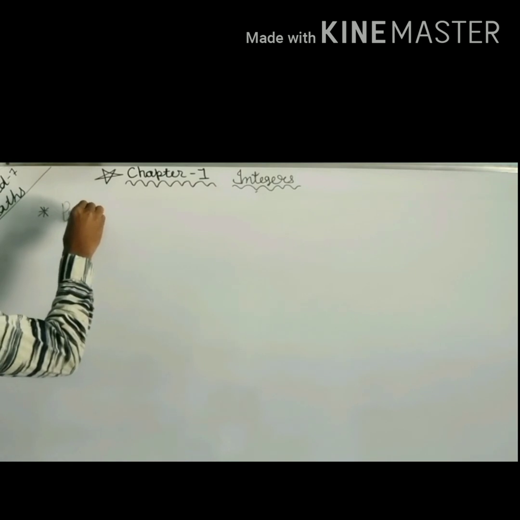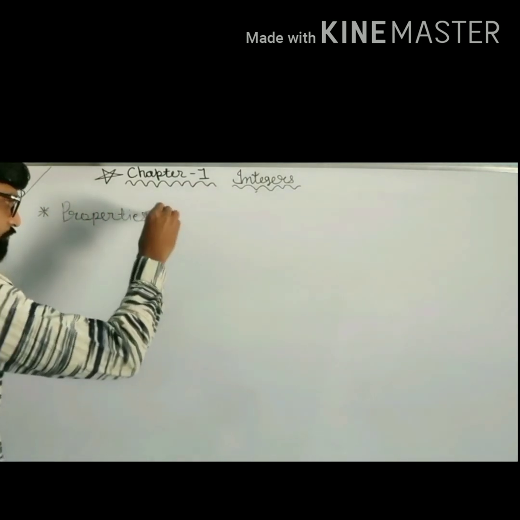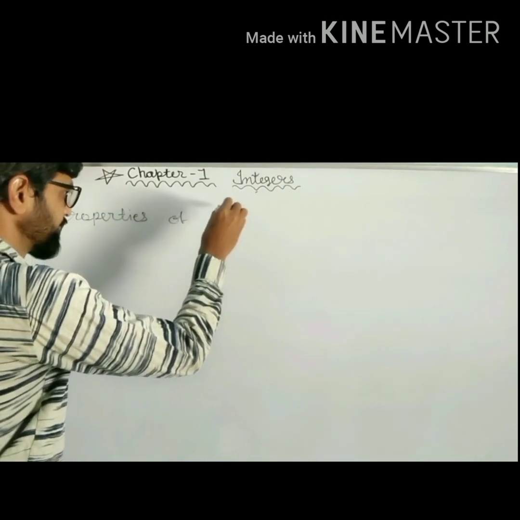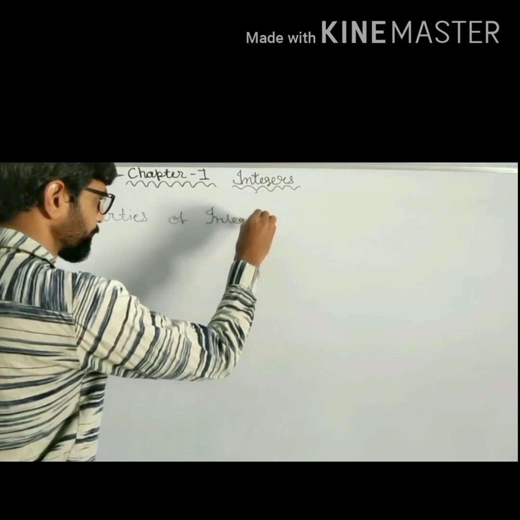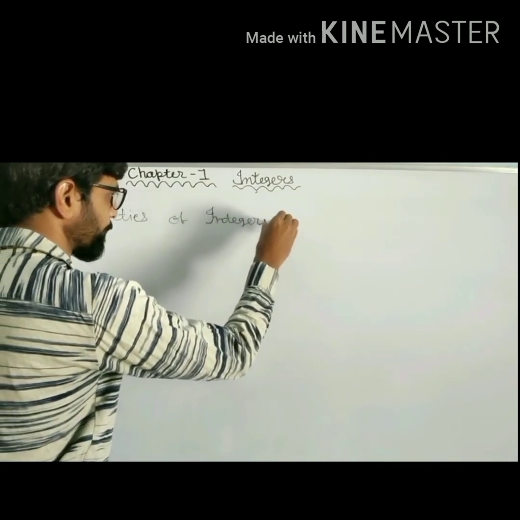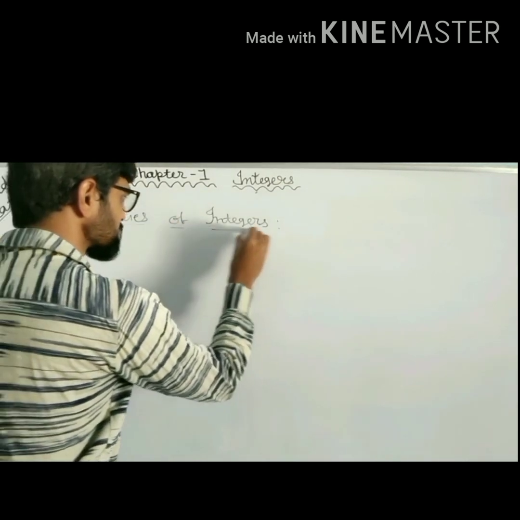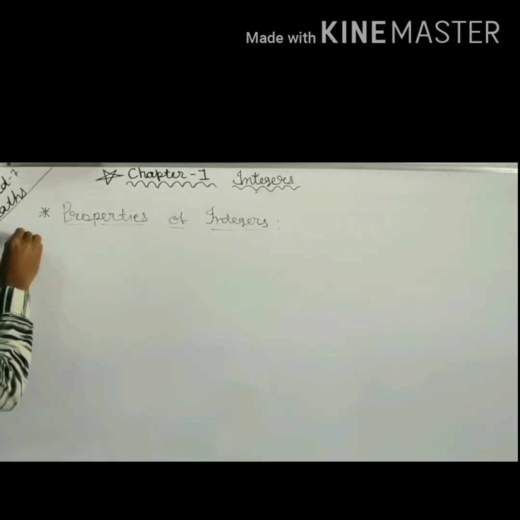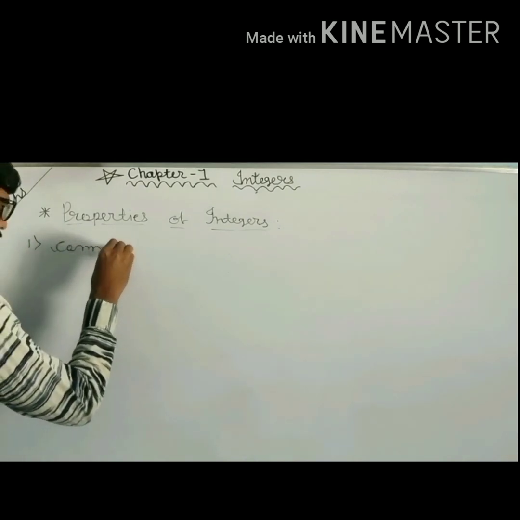Our topic is properties of integers. There are different kinds of properties for the integers. First is commutative properties.